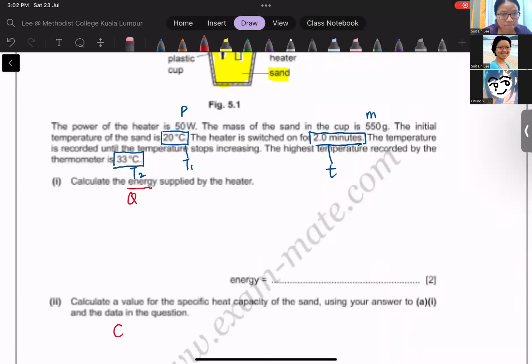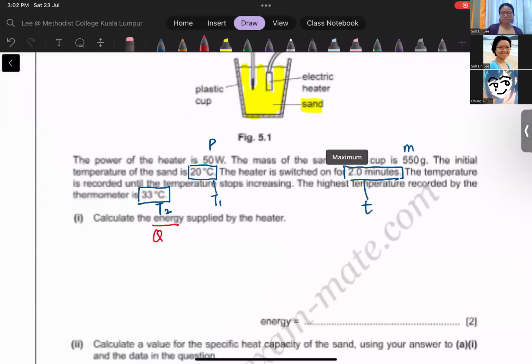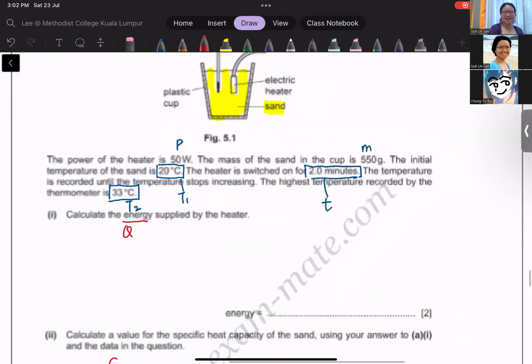Teacher, are the minutes in seconds or what? I want to find Q equals PT, so the T that I know, should it be in seconds or minutes? Everything should be in SI standard units. So it should be in seconds.